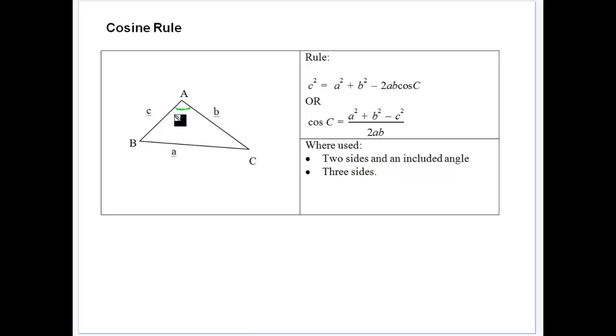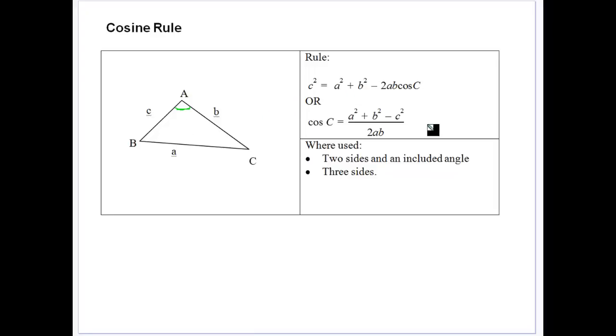Sine rule needs an angle. So if there's no angles in your problem, you're automatically going to the cosine rule, because the sine rule is not going to help you. So between the two, sine rule and cosine rule, we've covered every situation where the data could be given to us in a non-right angle triangle.